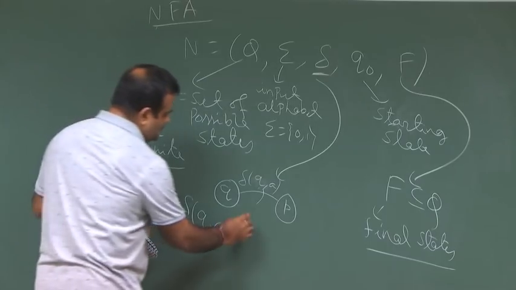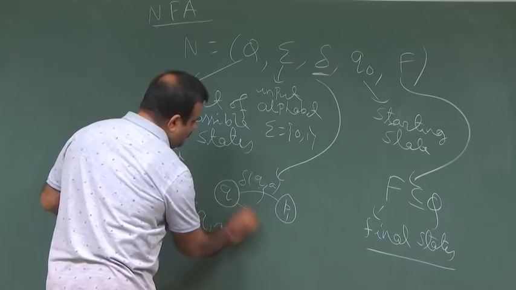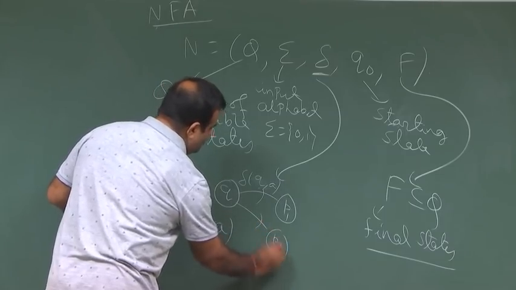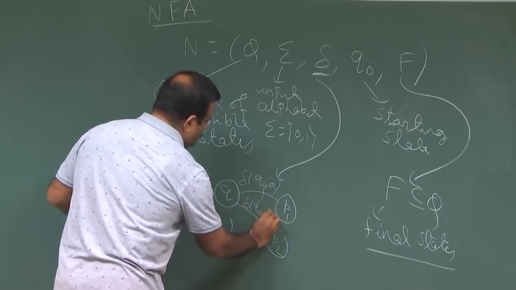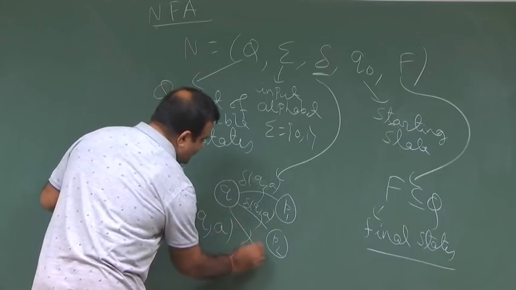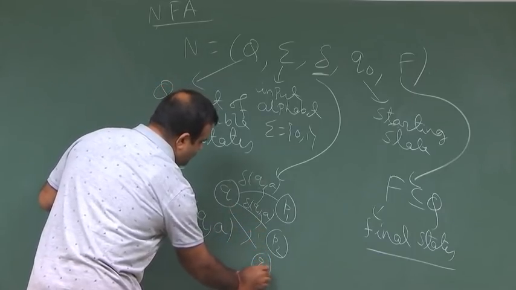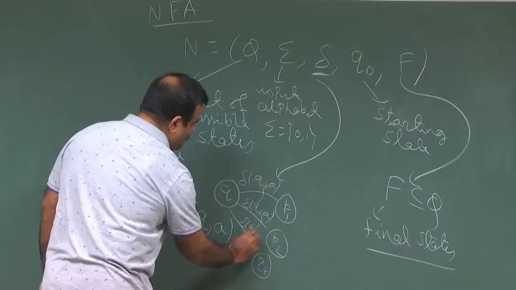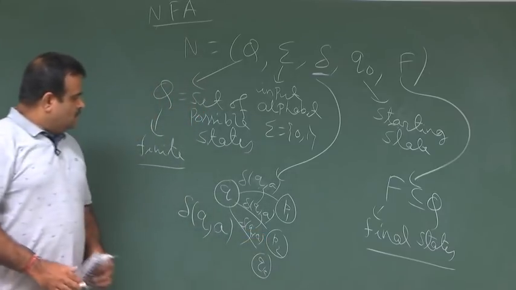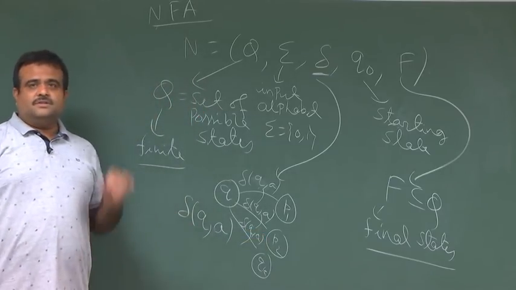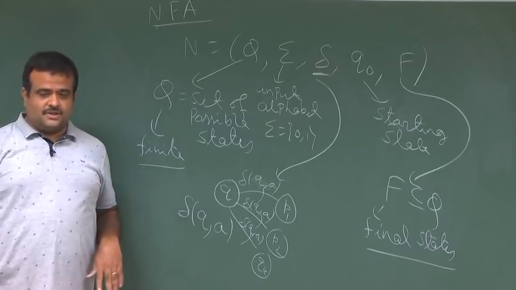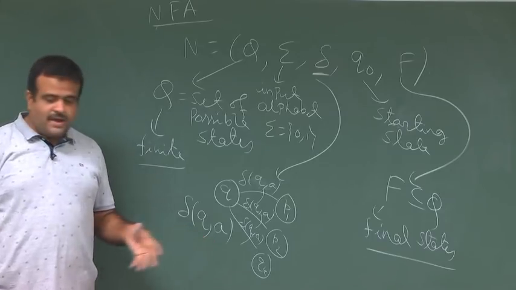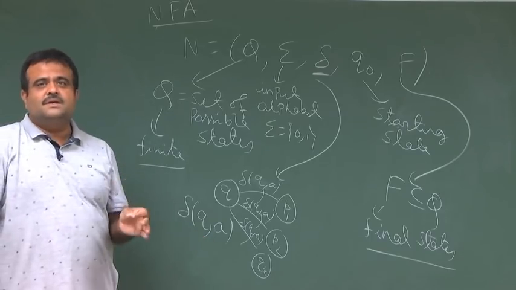Here we have many options. It can go to state p 1, it can go to state p 2, this is also a move, it can go to state dot dot dot p k. This is also a move, delta of q comma a. So, it is not a deterministic way. That is why it is called non-deterministic. It can go to any of these states.